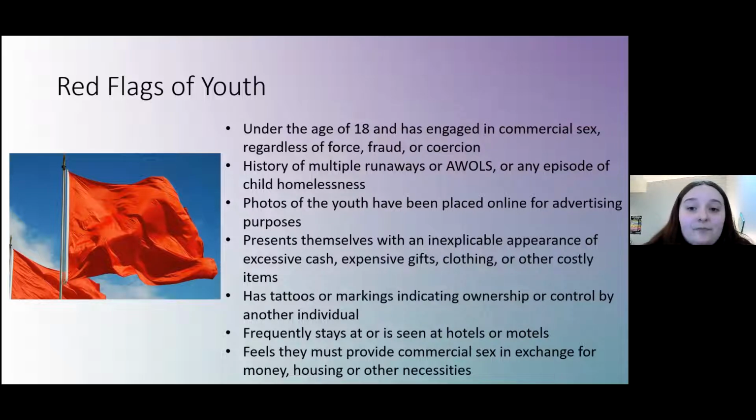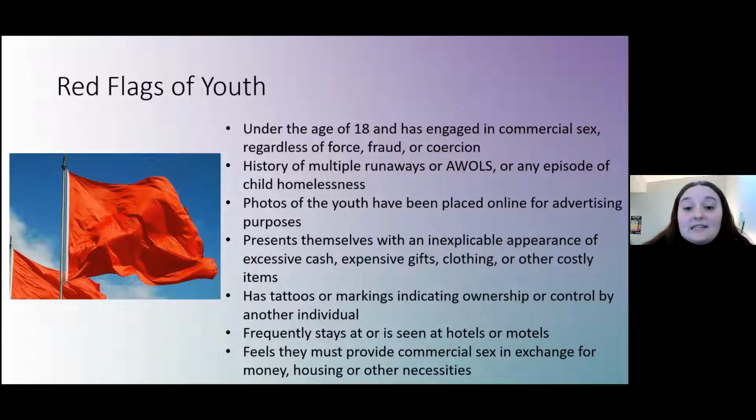The youth presents themselves with an inexplicable appearance of excessive cash, expensive gifts, clothing, or other costly items. So the latest iPhone, name brand clothes, shoes, purses, fancy watches, or other accessories. The youth has tattoos or markings indicating ownership or control by another individual. So we see a lot of times dollar signs and initials, and these brandings or tattoos are most commonly found on the neck, arm, and above the groin area.